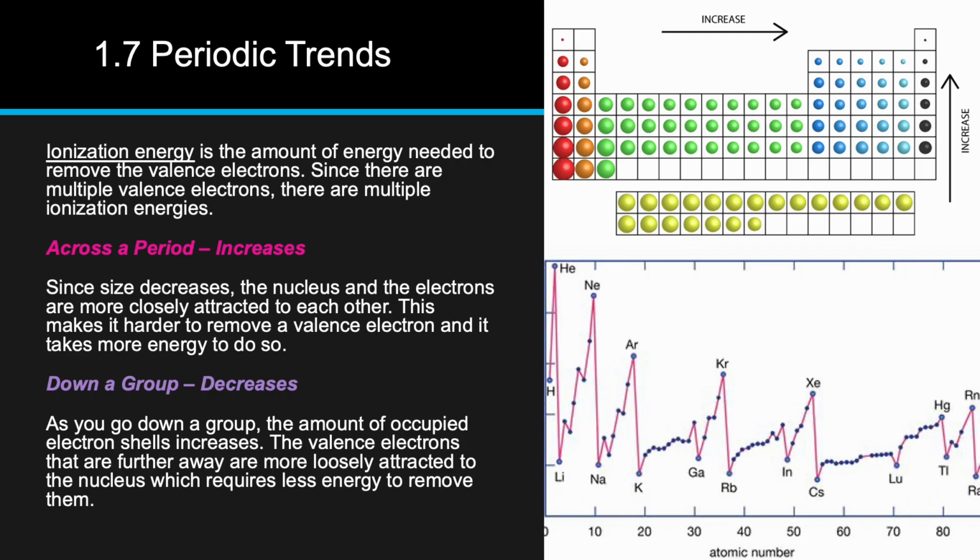So across a period, ionization energy is going to increase. That's because the atoms are smaller, so the nucleus pulls more strongly on those electrons. And that stronger attraction makes it harder to remove a valence electron, so more energy is required. And then as you go down a group, ionization energy will decrease because atoms have more electron shells, so those valence electrons are further away from the nucleus, which means they are less tightly held, making them easier to remove.